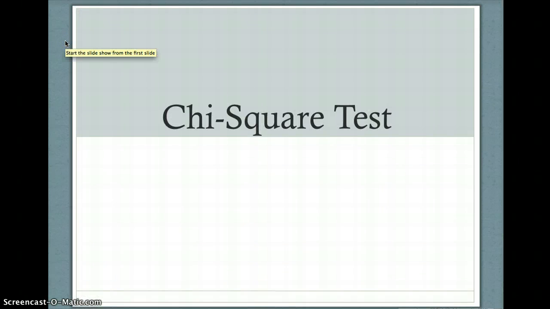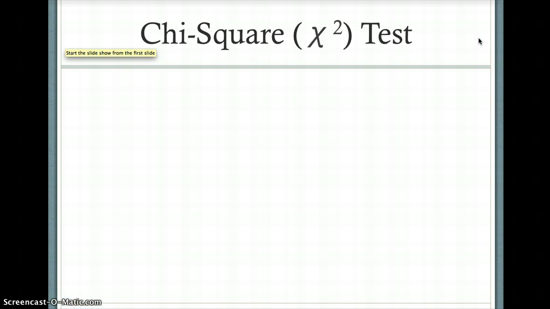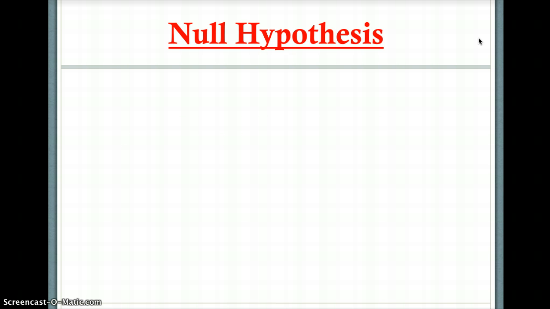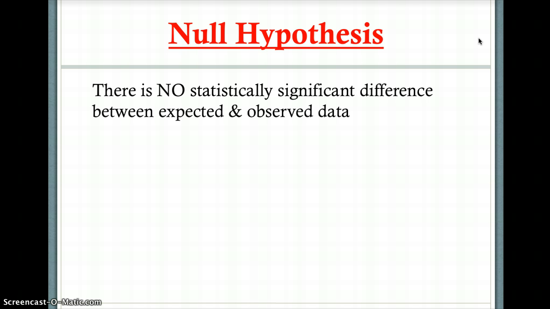So we are going to look at the chi-squared test, which is something you're going to use a lot in AP Bio. First off, the chi-squared test is used to determine if there is a significant difference between the expected and the observed data. One of the things you're going to hear talked about is the null hypothesis. And that is when there is no statistically significant difference between expected and observed data.